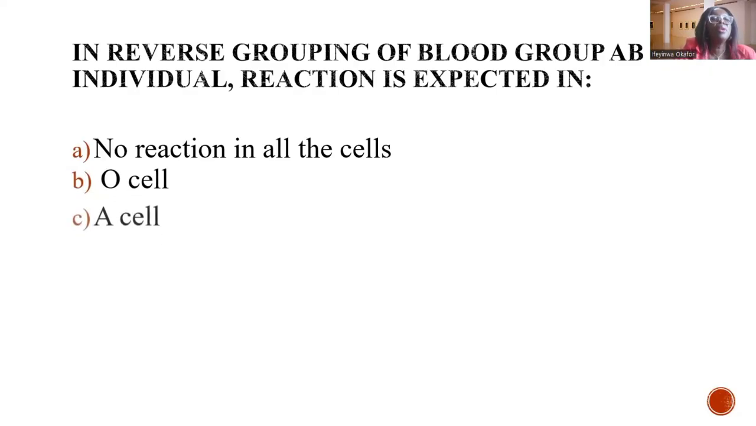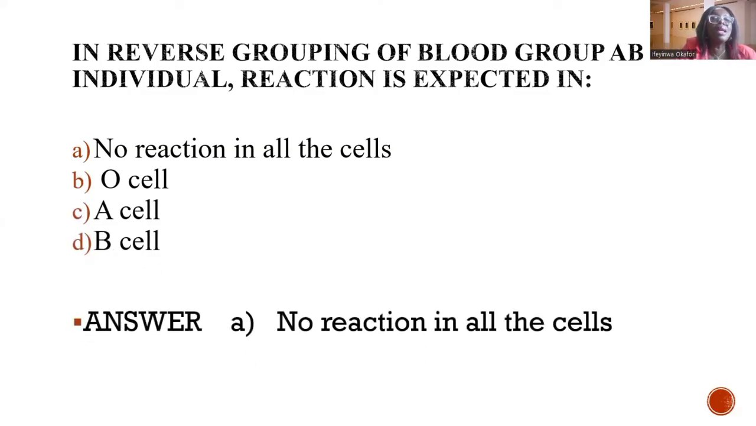In reverse grouping of a blood group AB individual, the reaction is expected in no reaction in all the cells, O cells, A cells, B cells. The answer is A, there will be no reaction in all the cells. Remember, when we are doing reverse grouping, we are using standard cells against the patient's serum. The serum of an individual who is AB does not have any antibody against A or B antigen. So when you put your standard A cells and standard B cells in the serum, there will be no reaction. So in reverse grouping of a group AB individual, there will be no reaction in any of the tubes.